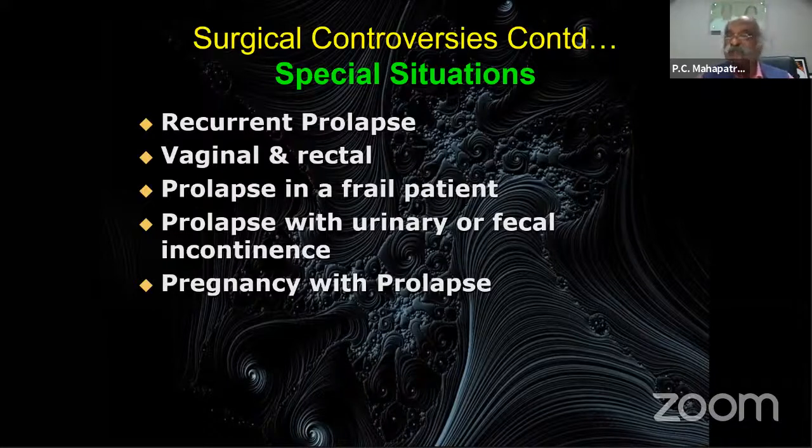These are the cases where, yes, I agree that you compromise and do other procedures like obliterative procedures or a pessary. Prolapse with urinary or fecal incontinence, tackle it at the same time. And pregnancy with prolapse, again we commonly see pregnancy with prolapse, where I have already told about the role of the pessary. One interesting thing happened during my postgraduate days.